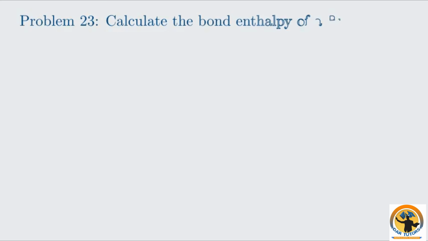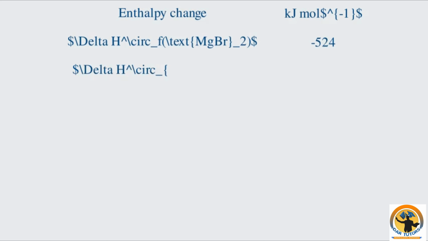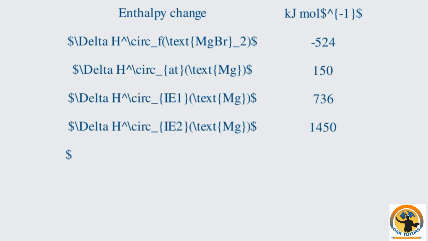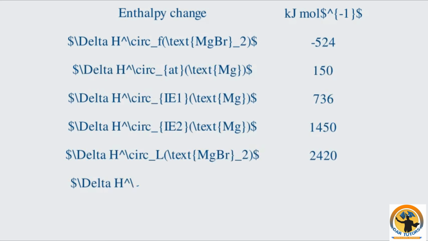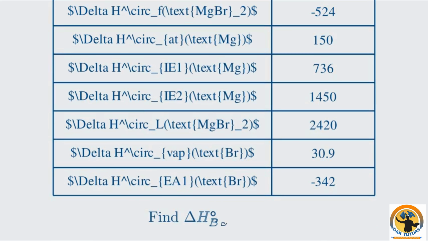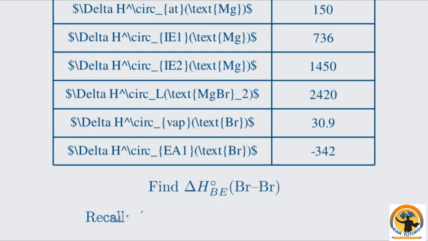We are given the formation enthalpy, atomization enthalpy of magnesium, both ionization energies for magnesium, lattice enthalpy, vaporization enthalpy of bromine, and the first electron affinity of bromine. We need to identify the Br-Br bond enthalpy within the Born-Haber cycle equation. It's related to the atomization of bromine.